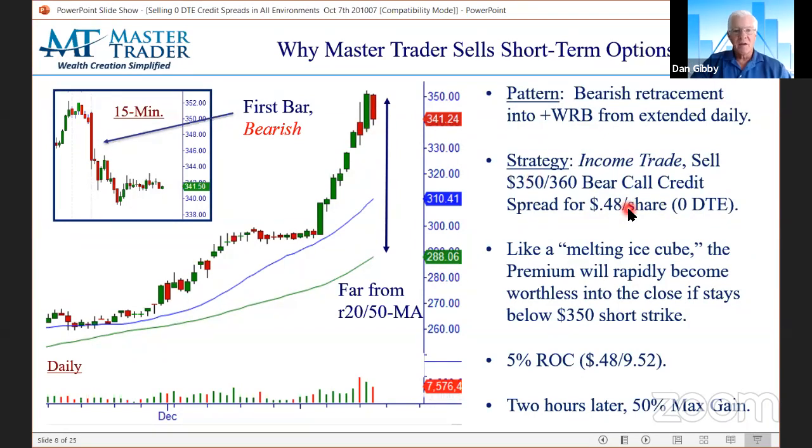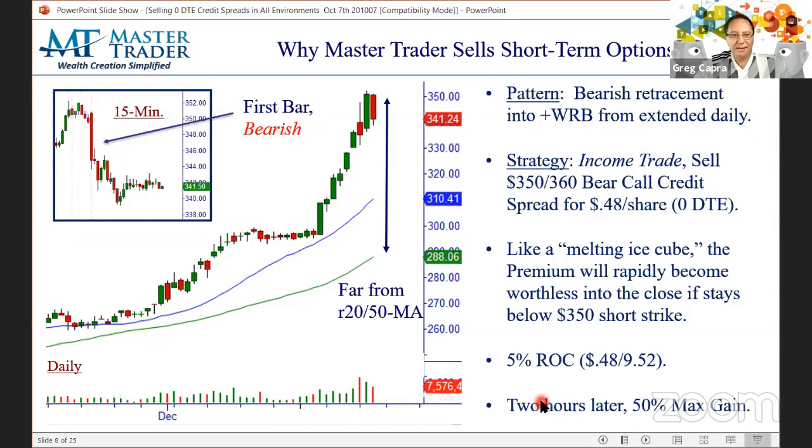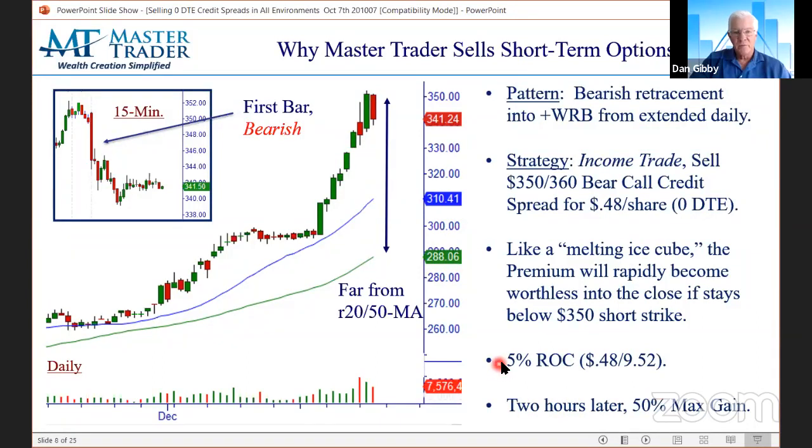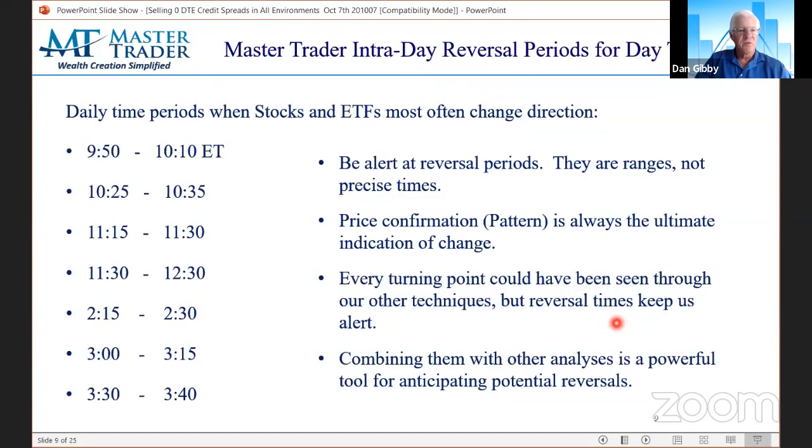We sold a $10 wide, 48 cents, like a melting ice cube. Look, the thing fell a little bit, but it's just bobbling around here in a trading range. And it's not a directional strategy. Right. In 2 hours, we booked half of that. So this is a new strategy. It's a zero DTE strategy that we're teaching you. Of course, we have directional strategies.